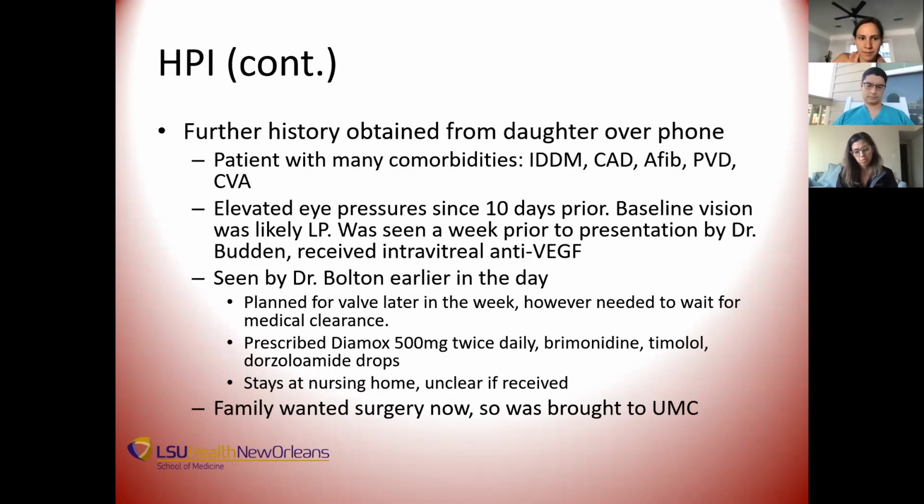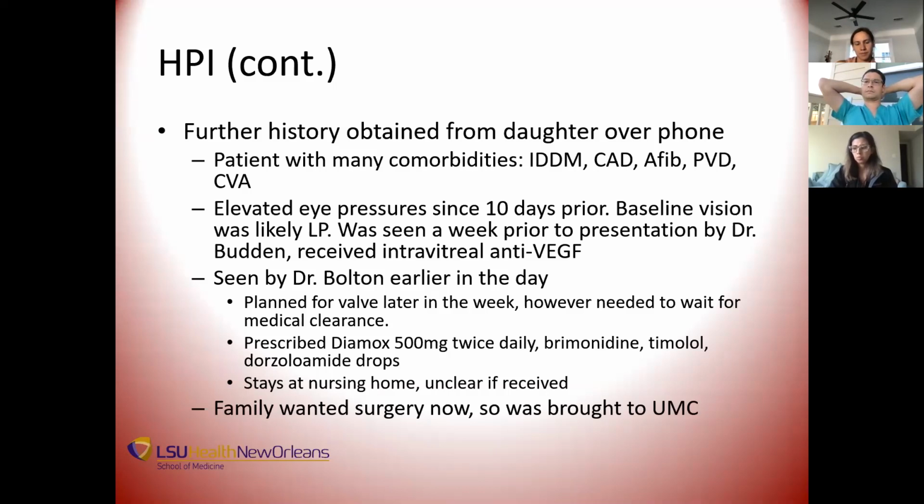So we were able to get some more history. We called the daughter, and the patient has multiple comorbidities, including diabetes, coronary artery disease, atrial fibrillation, peripheral vascular disease, history of strokes. He had elevated eye pressures since 10 days prior. It appears his baseline vision was LP. He was seen a week prior to coming to UMC by Dr. Budden, received intravitreal anti-VEGF at the time.